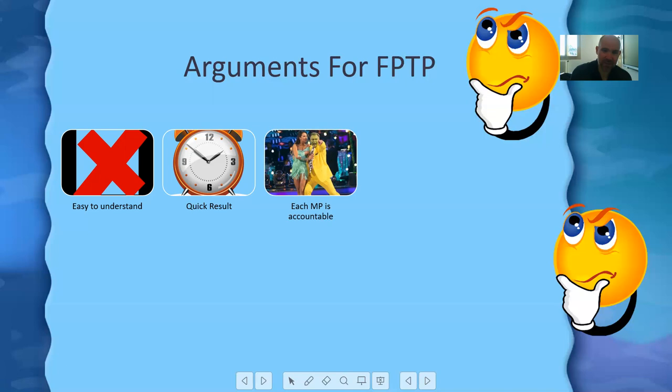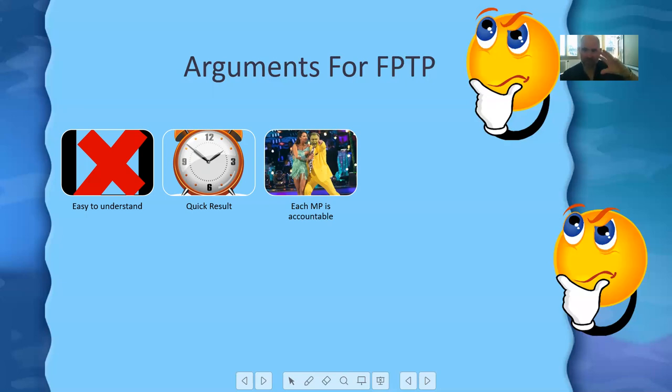The next argument for first past the post is that each individual MP is accountable. The picture I've used here is of Ed Balls, who used to be the Labour shadow chancellor, I think, and at one point I think he was in education as well. He lost his seat in the 2015 election. I think I've got that one right. And despite being a very important figure in the Labour Party at that time, I believe he was Deputy Chancellor, that's a big deal. And under first past the post, every single MP has a constituency and every single MP can be voted out or in by the people that live in that constituency.